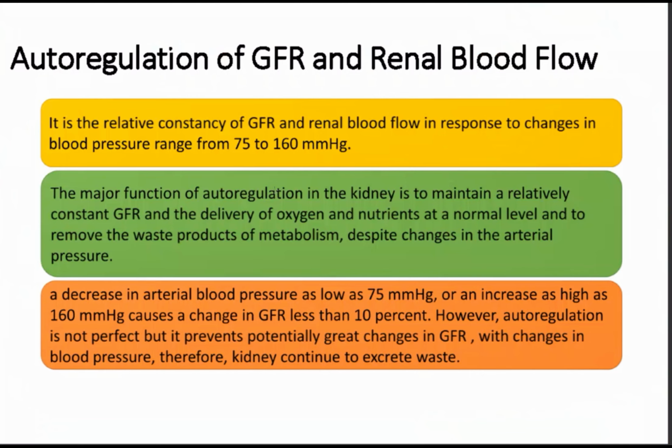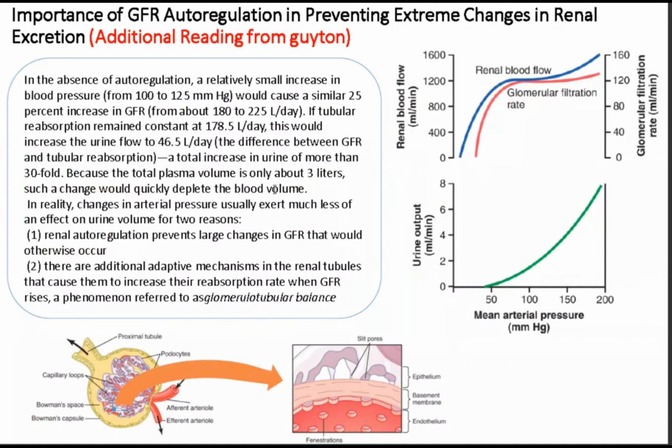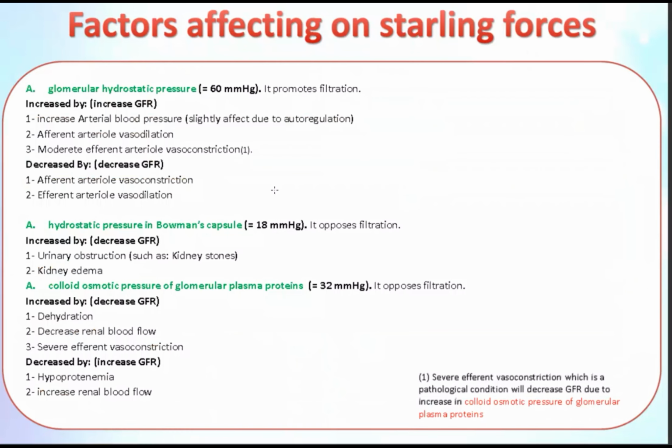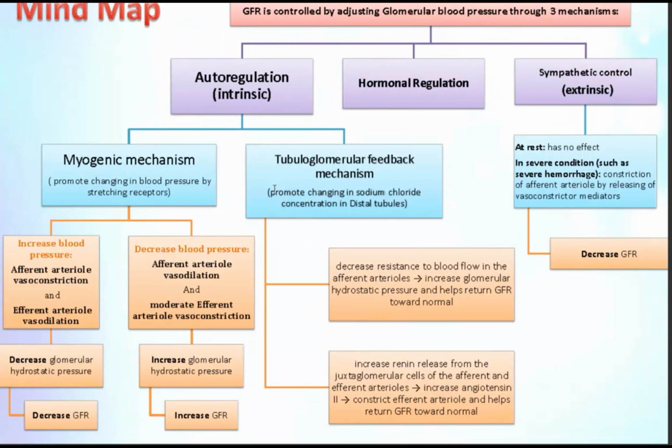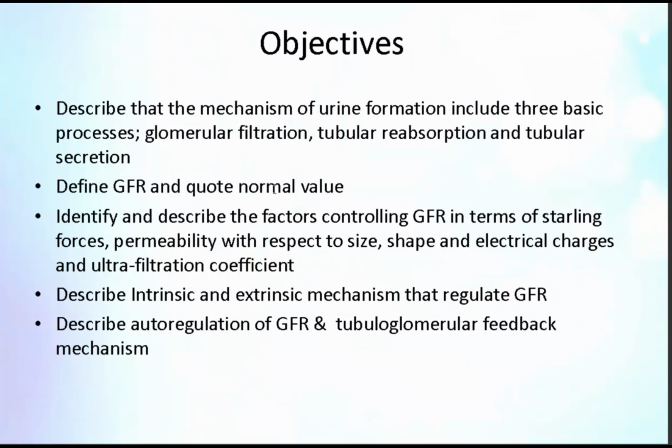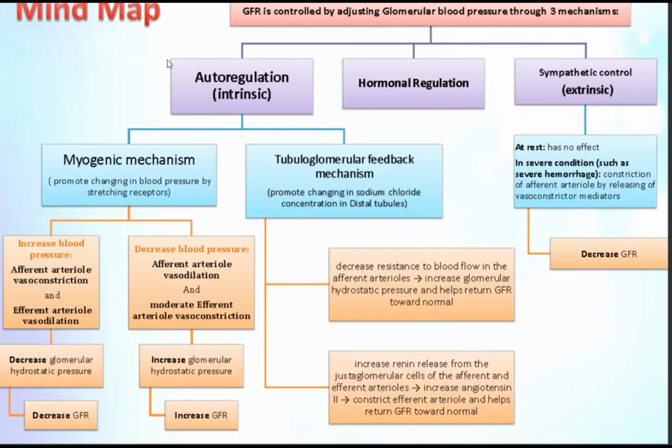Now, if you see the regulation part, how can it regulate? If you see, regulation depends on three important factors. If you see the mind map, the GFR is controlled by regulation of glomerular blood pressure through three mechanisms. Number one, autoregulation mechanism. Number two, hormonal regulation. Number three, sympathetic control, extrinsic mechanism.